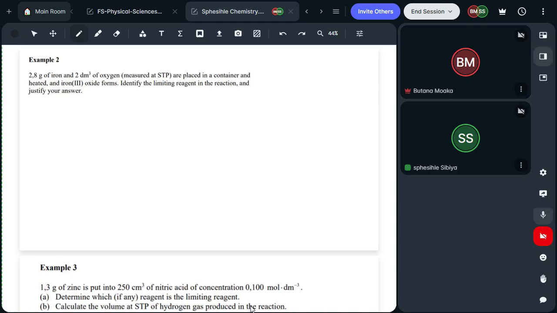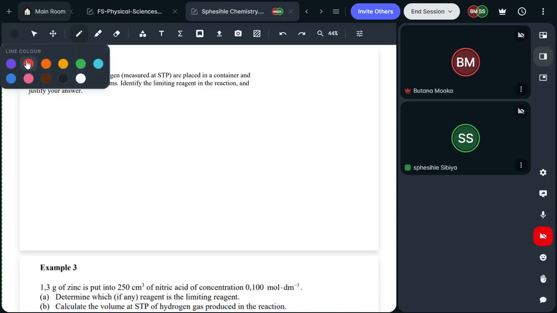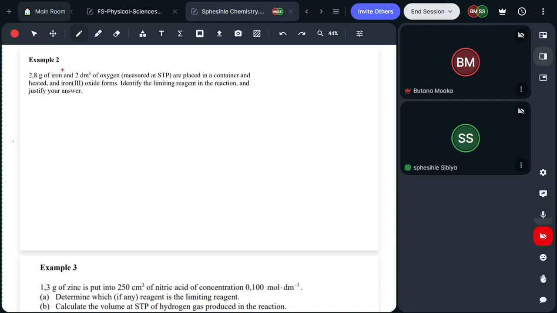2.8 grams of iron. Another thing is to understand the molecular formula of iron. When I say iron, that's Fe. And the molecular formula for oxygen is O2, because this is a diatomic molecule. It's not just O, but O2. Then they are placed in a container, and we need to draw what we call a balanced equation. Then they are heated, and this forms iron oxide.